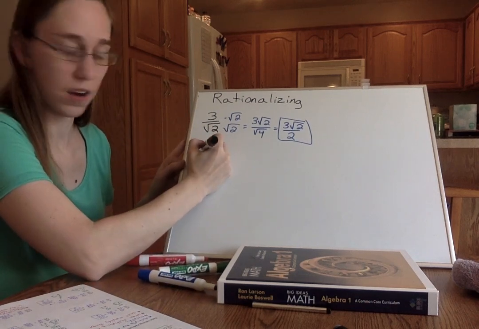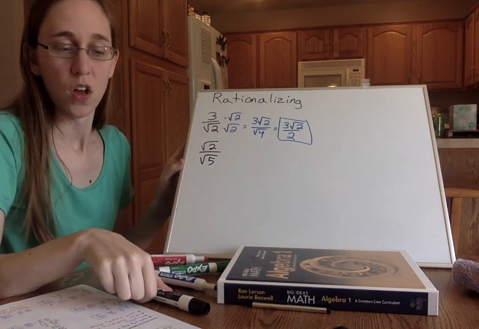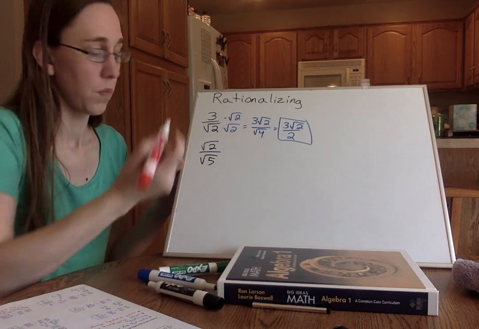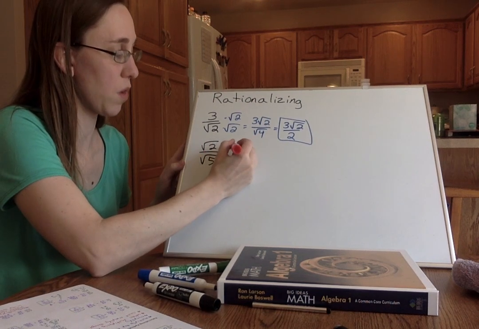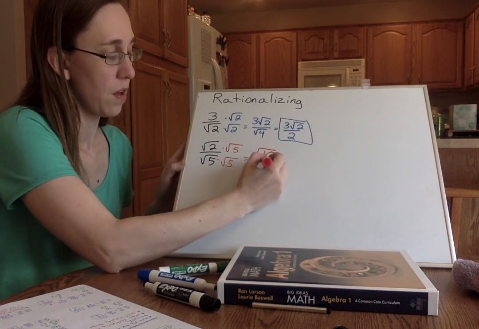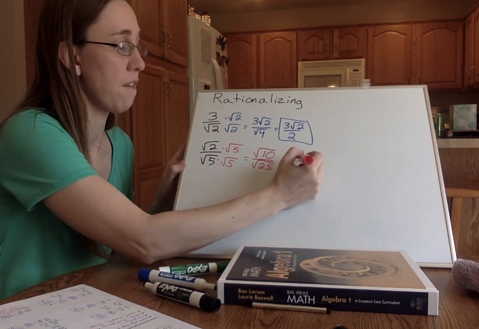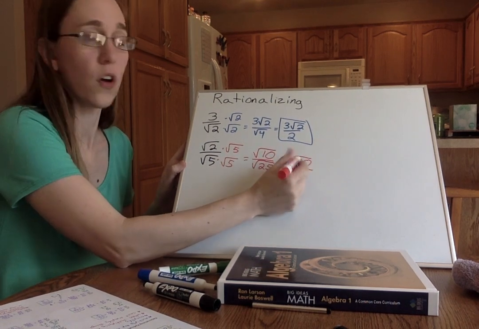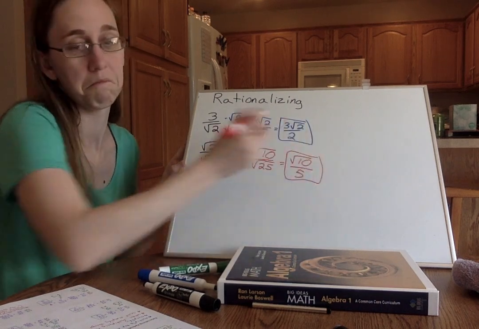Okay, let's try another one. Square root of 2 over square root of 5. So what are we going to multiply by this time? The square root of 5. Always go with what's in the denominator. So we get square root of 10 over square root of 25. Well, square root of 25 is just 5. Those don't simplify because the 10's under a root, the 5 is not. There's our answer.